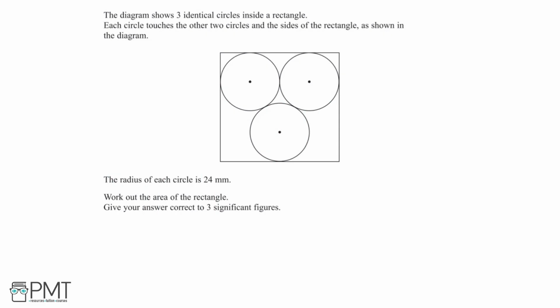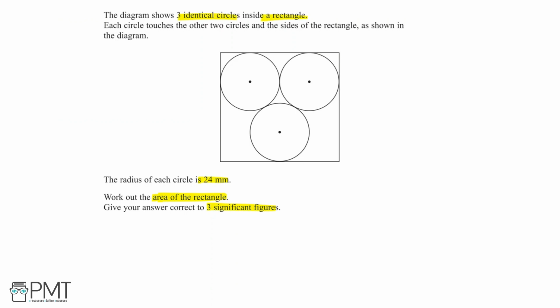In this question, we're given a diagram which shows three identical circles inside a rectangle. Each circle touches the other two circles and the sides of the rectangle, as shown in the diagram. We're told that the radius of each circle is 24 millimeters, and now we need to work out the area of the rectangle, giving our answer correct to three significant figures.